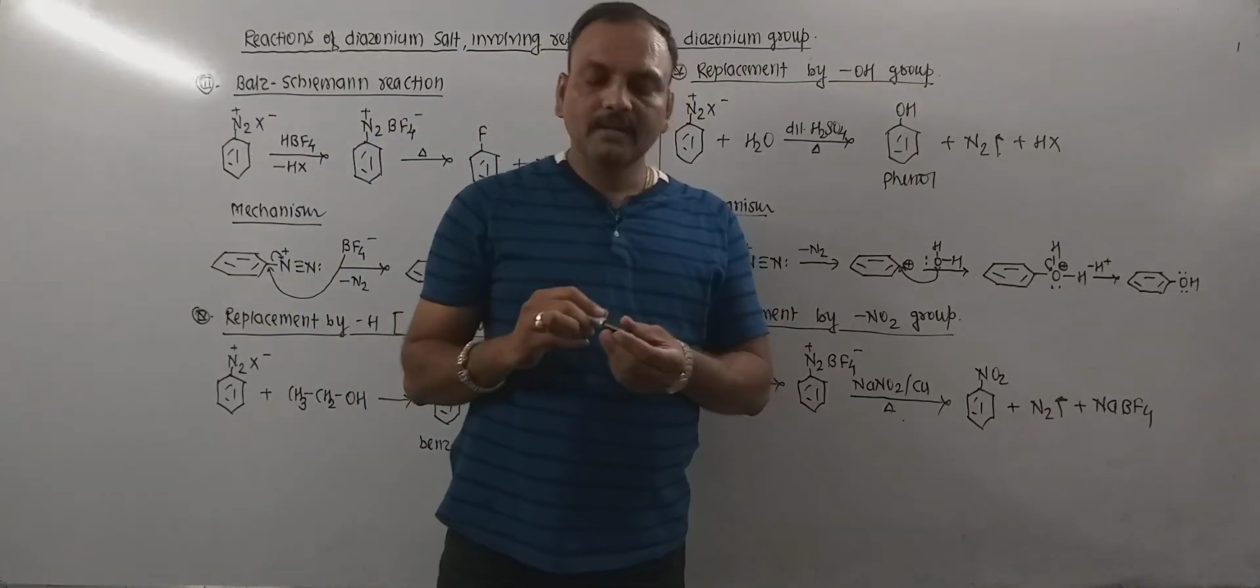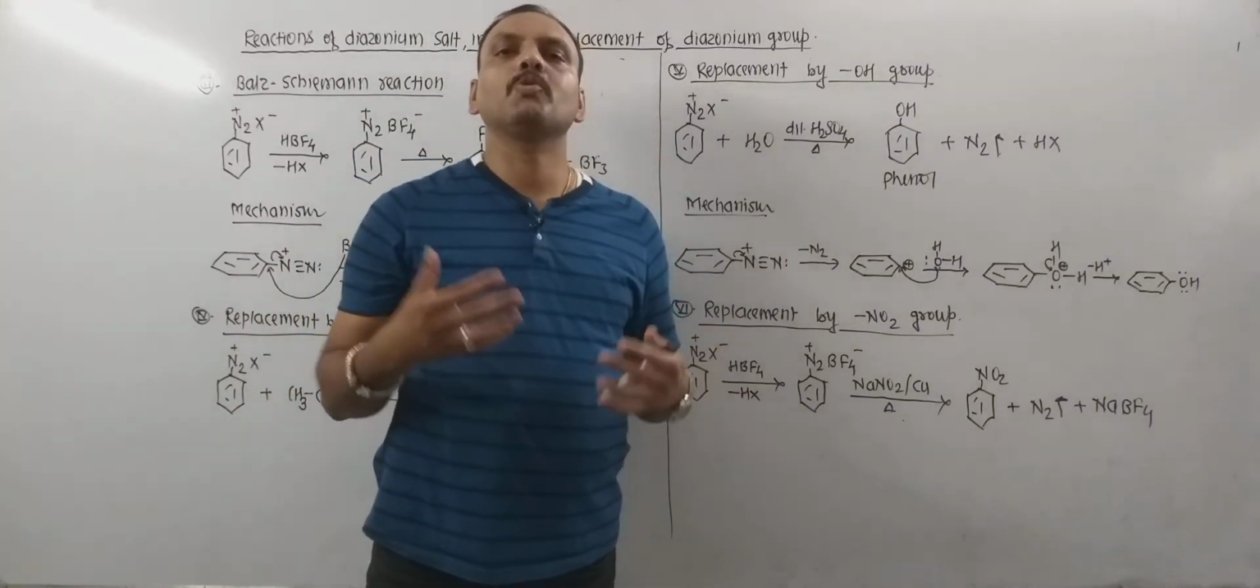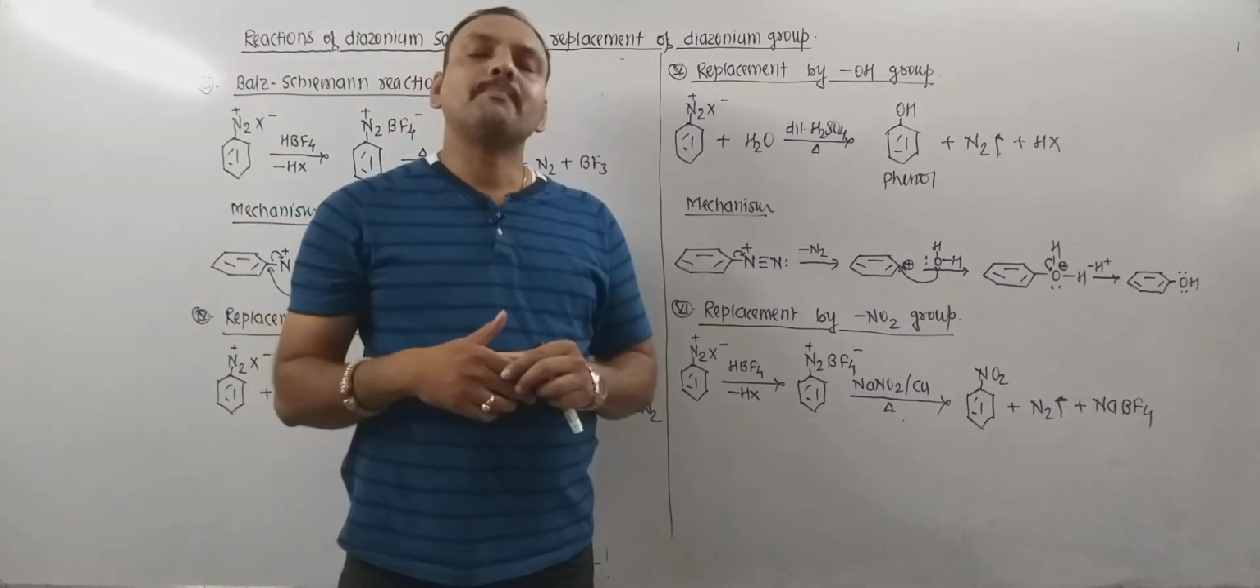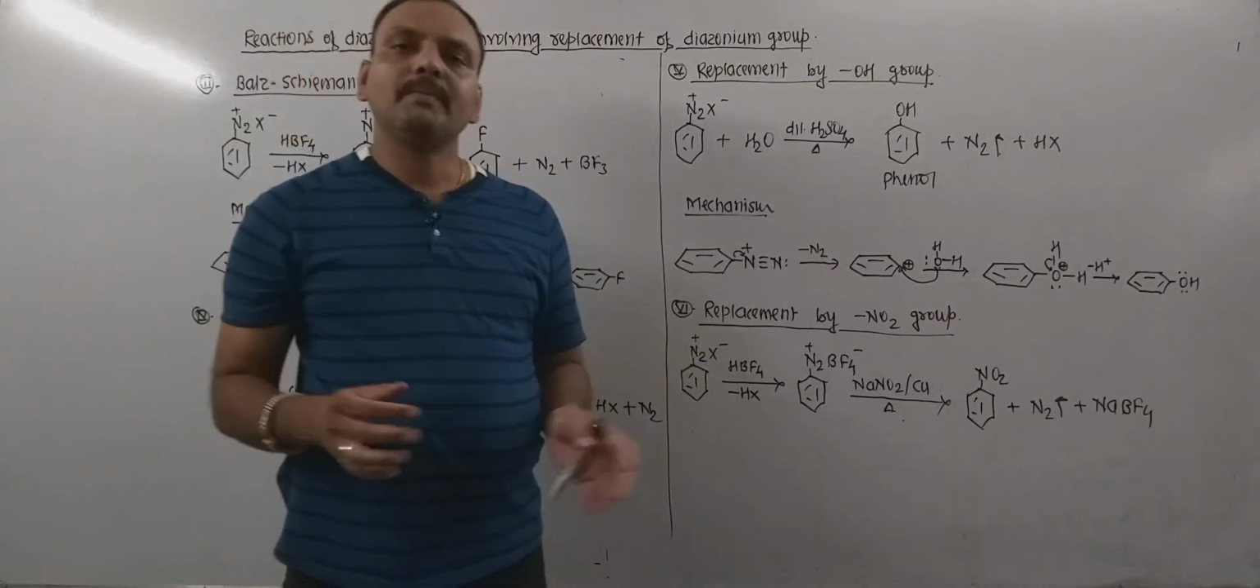So these are some of the reactions where replacement of the diazonium ion takes place. So on replacing the diazonium group, a number of derivatives may be prepared.